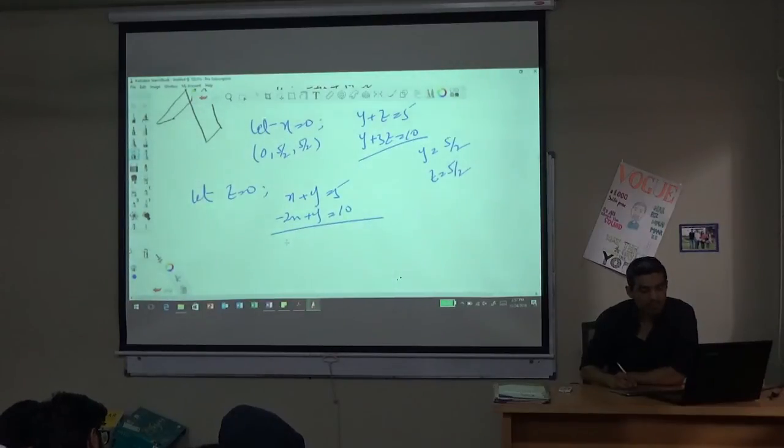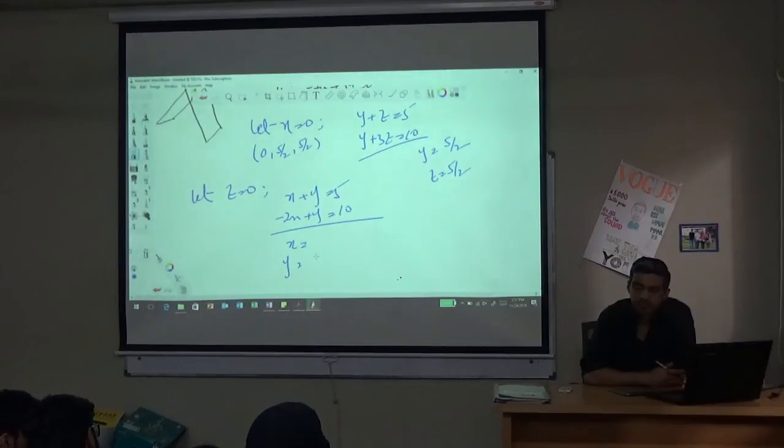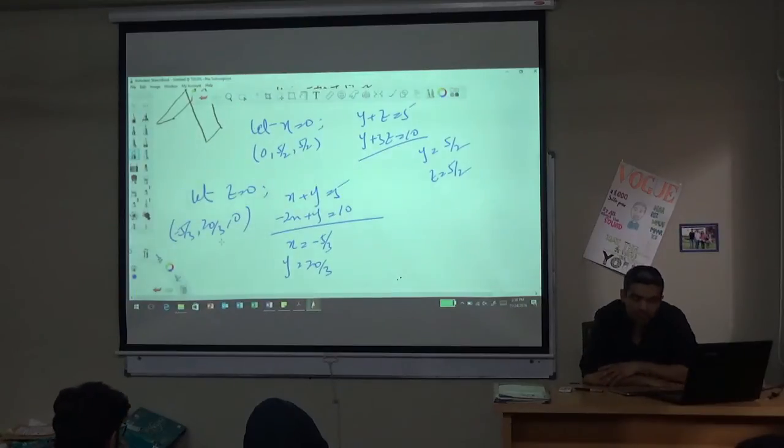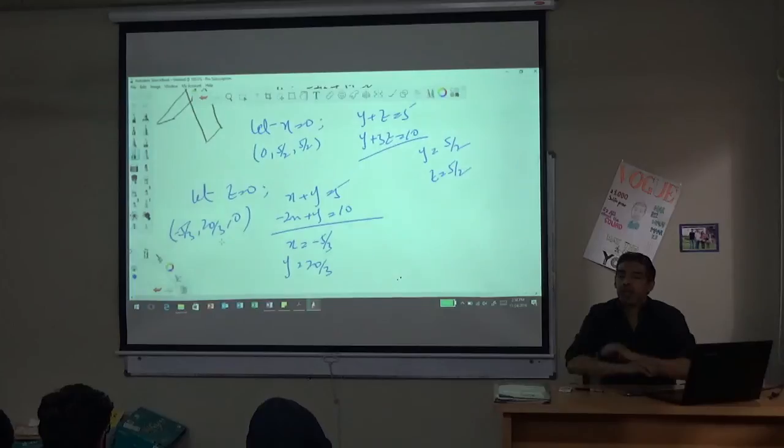Two values, x and y. So x is minus 5 upon 3 and y is 20 upon 3. So the other point of intersection is minus 5 by 3, 20 by 3 and 0. Are you okay with that? Now you have 2 points on the line.